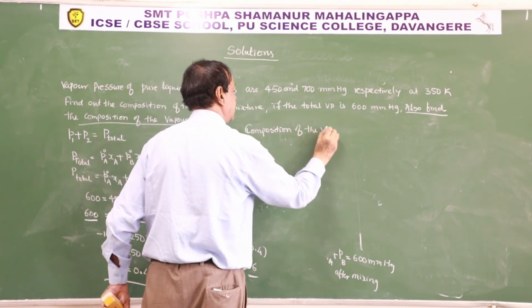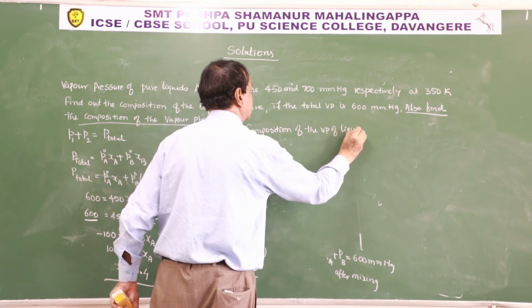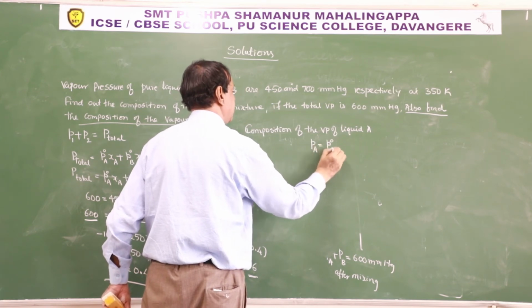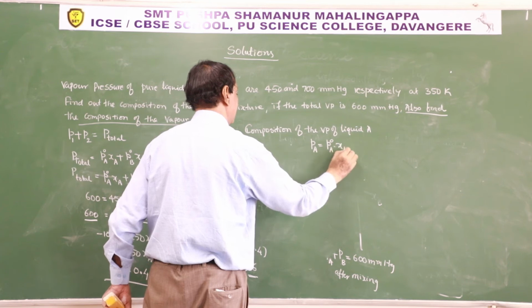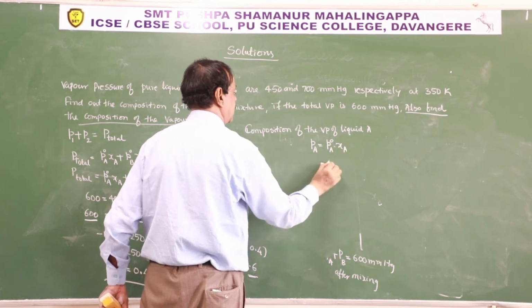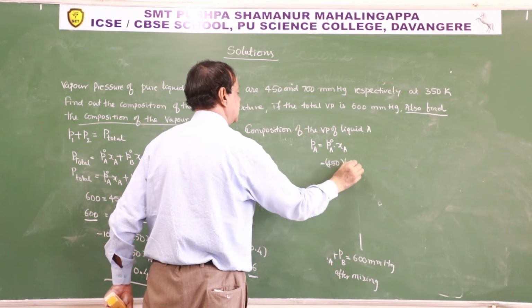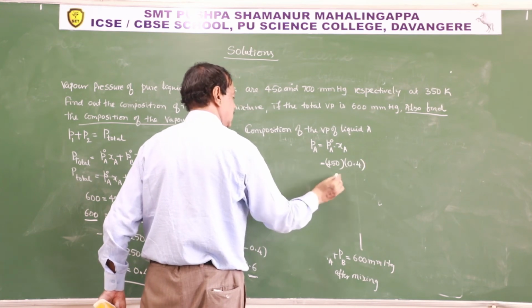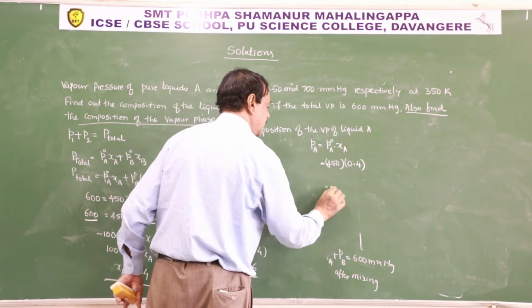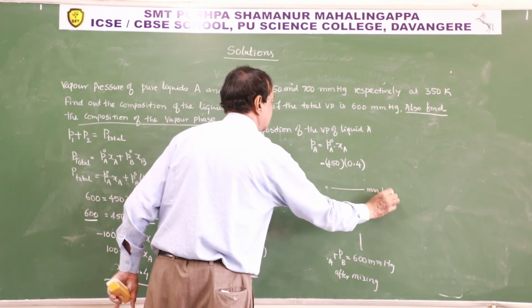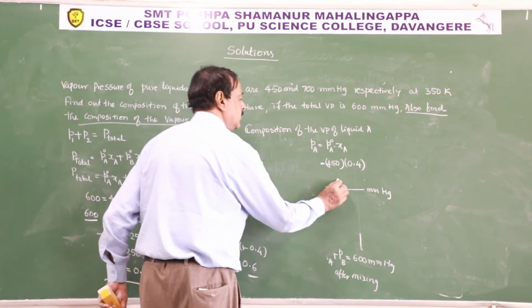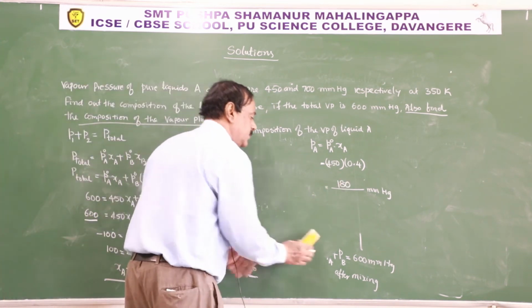Composition of the vapor pressure of liquid A. That is given by PA is equal to P naught A into XA. P naught A is given, that is 450, and XA is calculated, that is 0.4. Multiplying these two gives the pressure in millimeter of mercury. That seems to be 180 millimeter of mercury.